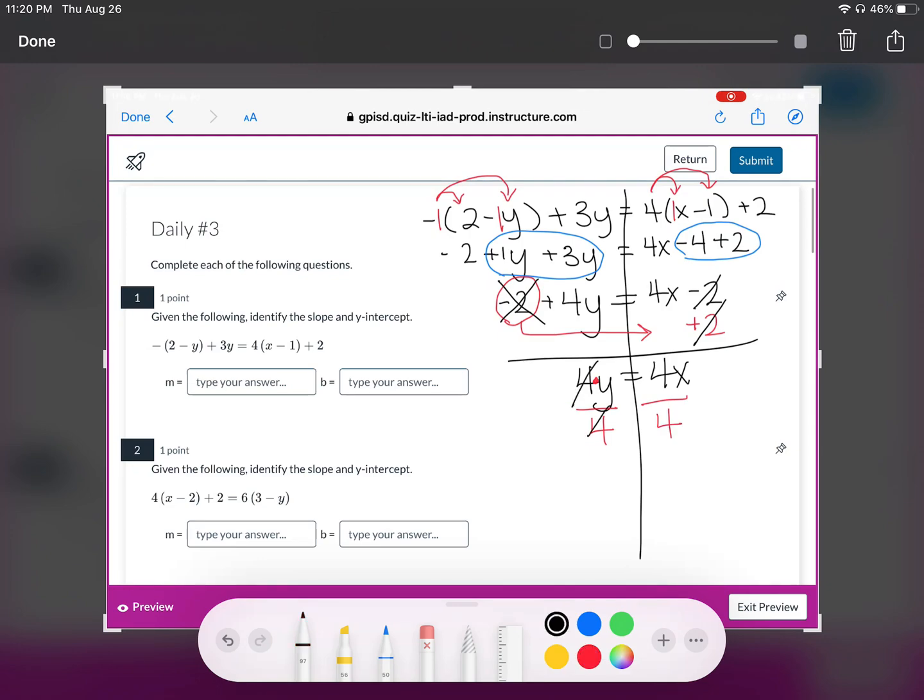4 divided by 4 is just 1. Those two cancel out, so we get y equals. I want you to type in 4 divided by 4 and figure out what that number is.